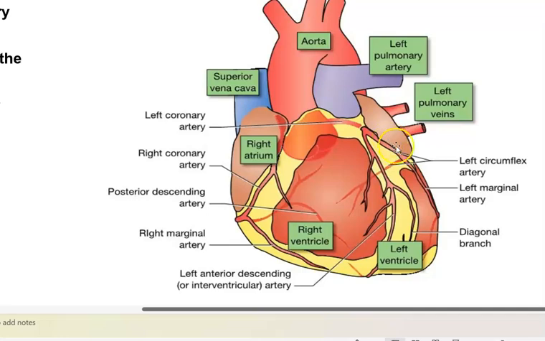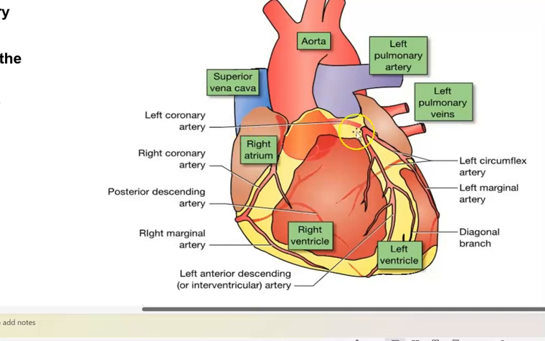This part here is the left circumflex. Then they have the left marginals, and they come down into the LAD, which is the main one here, right? And that is the left anterior descending artery. They also call it the interventricular artery because it can help supply blood to the right ventricle as well. Then we have the diagonals coming off of the LAD.